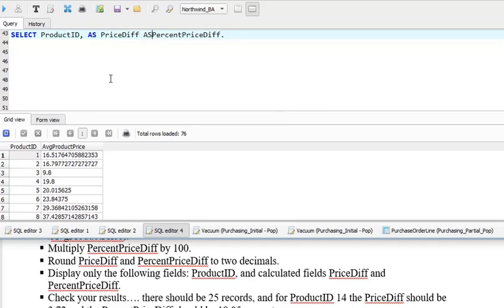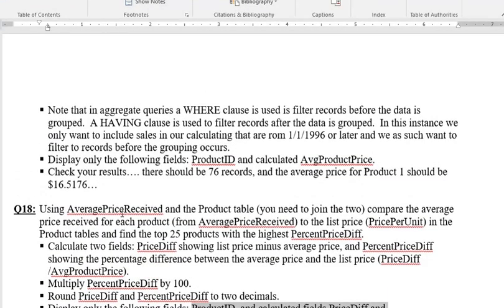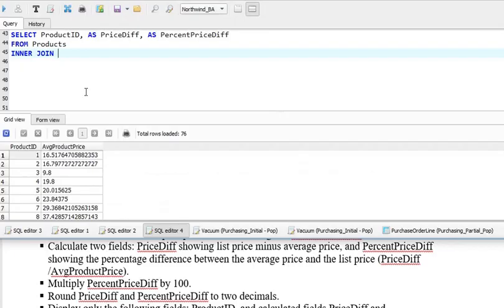So I'm going to select product ID, and then I need to calculate percent price diff and price diff. I know these are going to be some sort of calculation. And I'm going to pull product ID from the products table, and join this with the view that we just created. And again, inner join and join is the same thing. So I'm going to type inner join to be extra clear here. And that view was average price received. So I'm going to be inner joining with that.